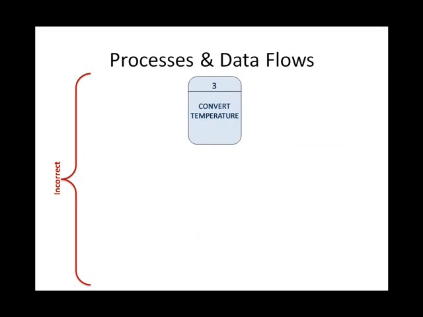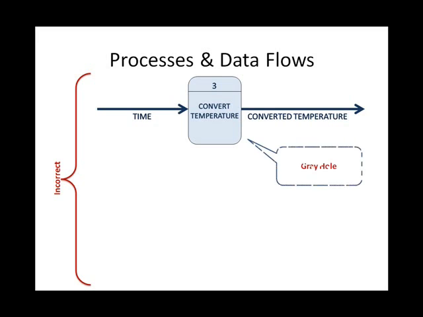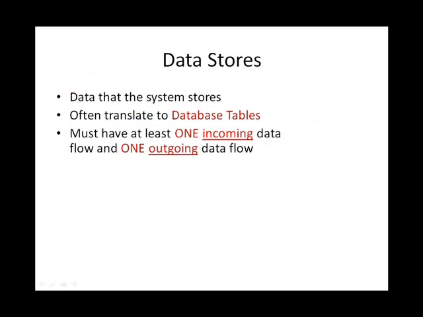Another incorrect example where I have a process called convert temperature, and as you might guess, it produces converted temperature as an output, but the input is time. I don't need time in order to convert temperature, let's say from Fahrenheit to Celsius or vice versa. So basically this is incorrect, and it's called a gray hole because the input that I'm using is not helping to produce the output. It simply doesn't make sense.